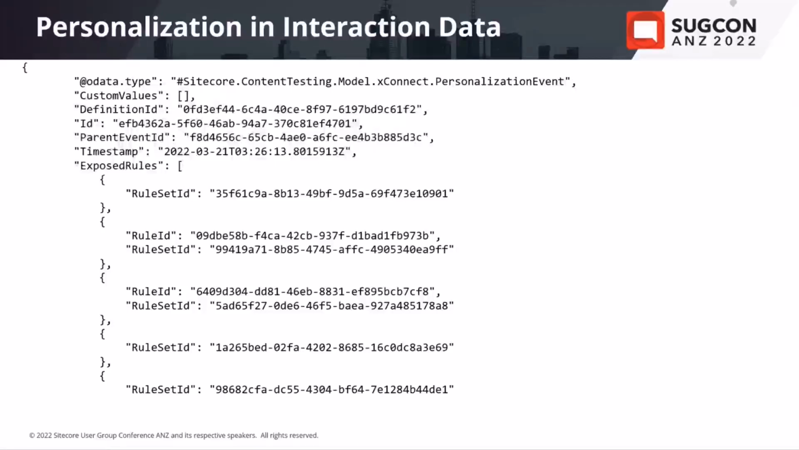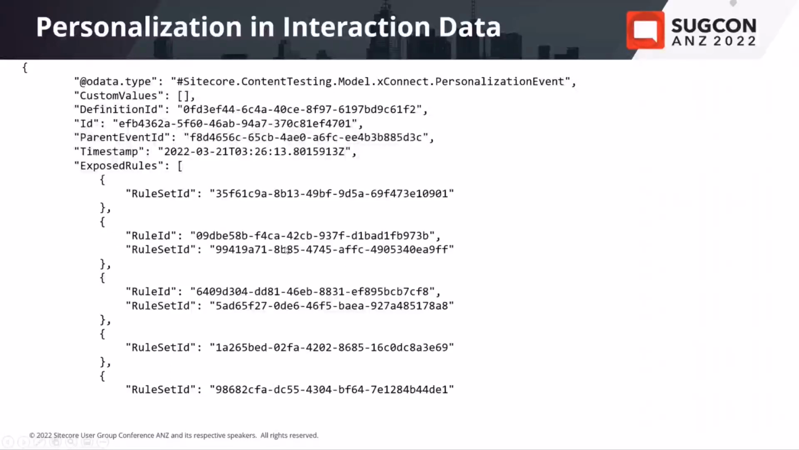So here we can see a personalization event has been triggered for a particular parent event ID. You could look at that item and say, well, all these personalization events, how many components are actually being personalized? And you might think there's only one or two, but you actually find that your content editors have personalized 10 components on that page. And therefore you have these rule set IDs for each of those components. And when something was actually selected, here's the winning rule.